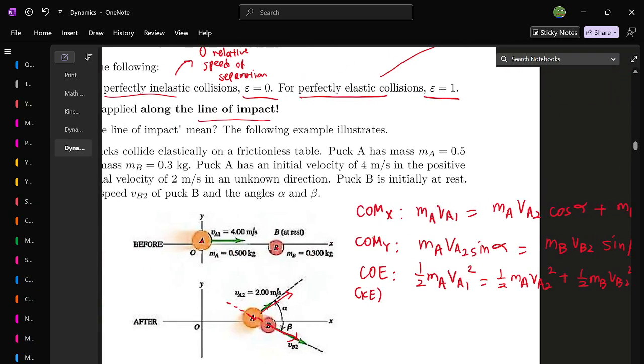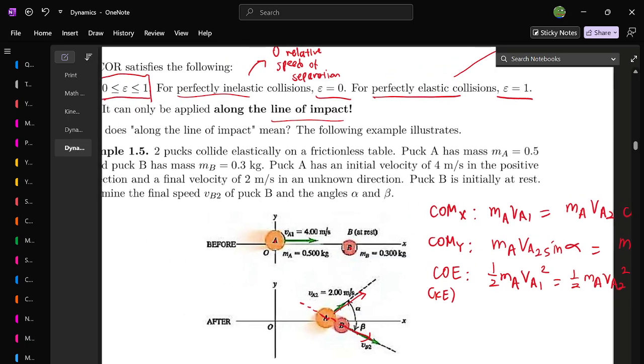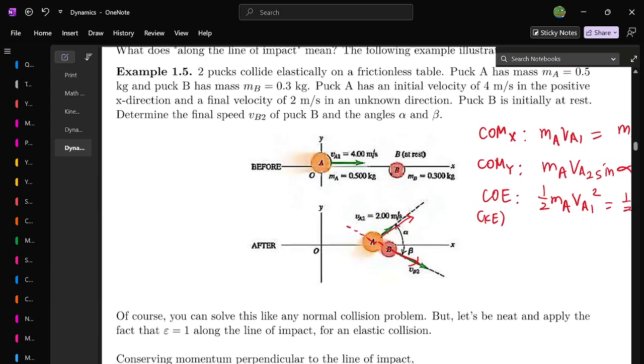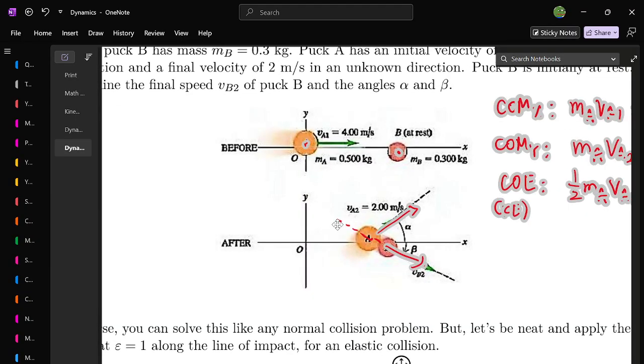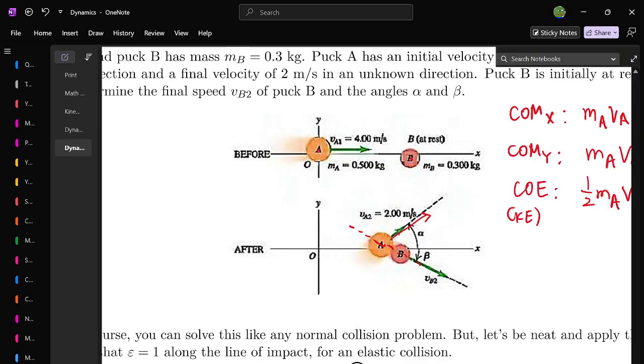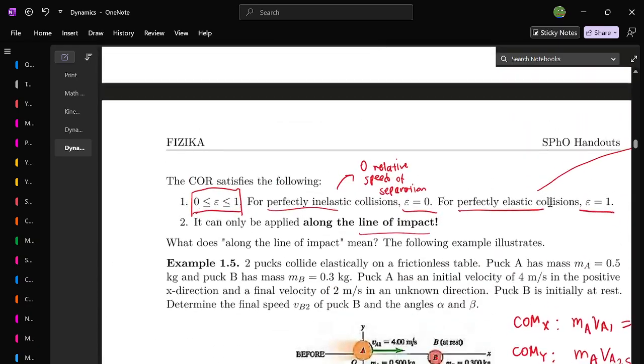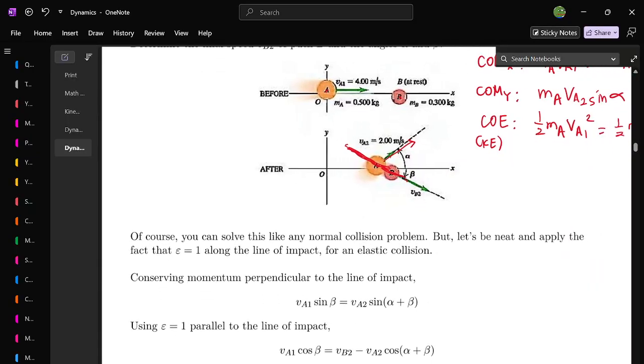So you might ask, it looks like a standard question, so why are we going through this? Because there's a more elegant way of doing this using the line of impact. You can see that there's this red line drawn here. This is what we call the line of impact, the line where the two parts impact each other. So we can simply apply the coefficient of restitution along this line of impact.